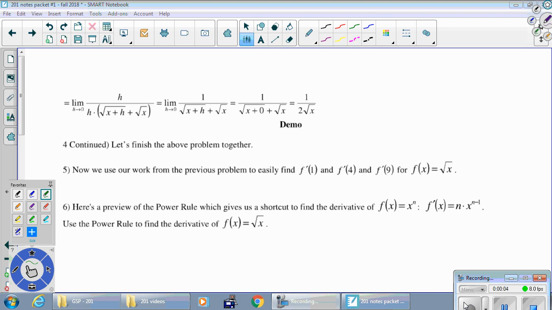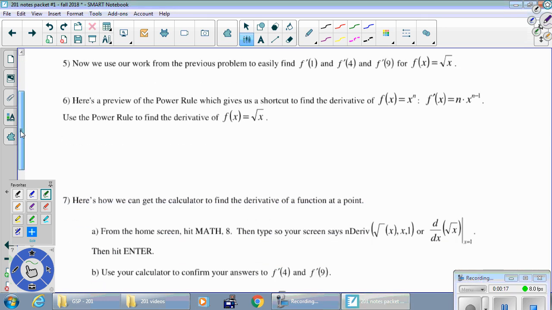Lesson 5, this is the second demo. It starts here by saying we'll finish the problem above together. So actually the solutions are already typed out for you. And also if you want to watch the video from the first activity, you'll see me work out the whole solution there. So we're moving on to 5.